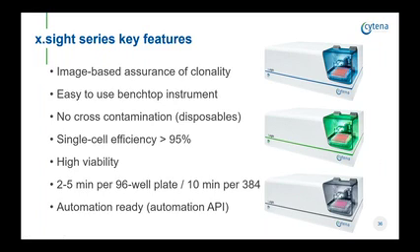They are benchtop instruments, and the software is designed in a way that they are easy to set up and easy to use. They all use single-use cartridges, which eliminate any risk of cross-contamination, and you can expect single-cell efficiencies that exceed 95%. They also guarantee high cell viability, and the throughput, as I mentioned already, is 2 to 5 minutes per 96-well plate, or around 10 minutes for 384-well plates.